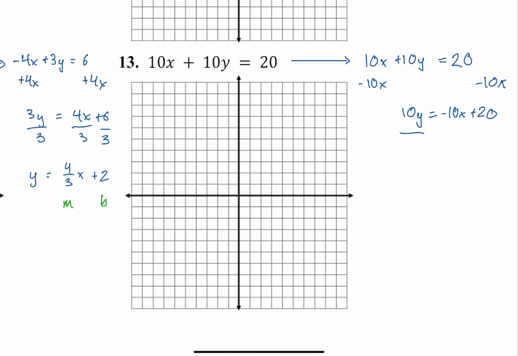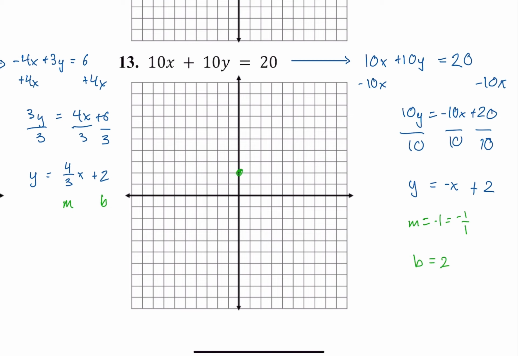Then we divide everything by 10. Ooh, the number is much smaller. Very good. So that's going to be negative x. So negative 10 divided by 10 is negative x, and then plus 2. Don't forget here that in this case, m is just going to be negative 1. So m is negative 1, which is negative 1 over 1, and b is 2.